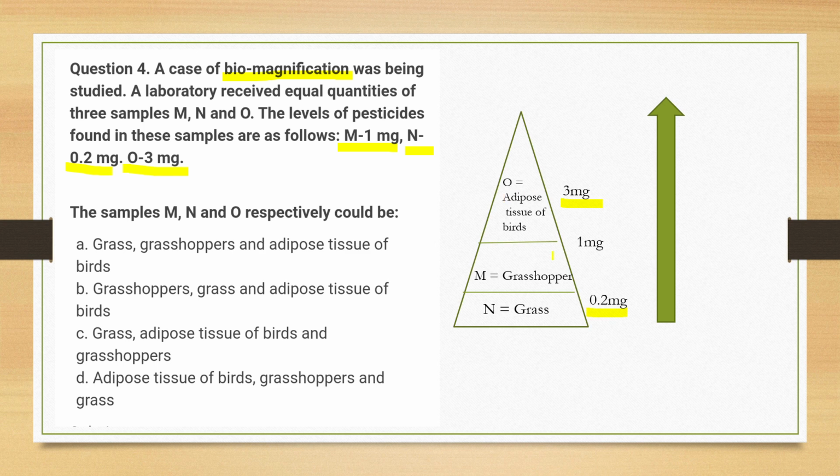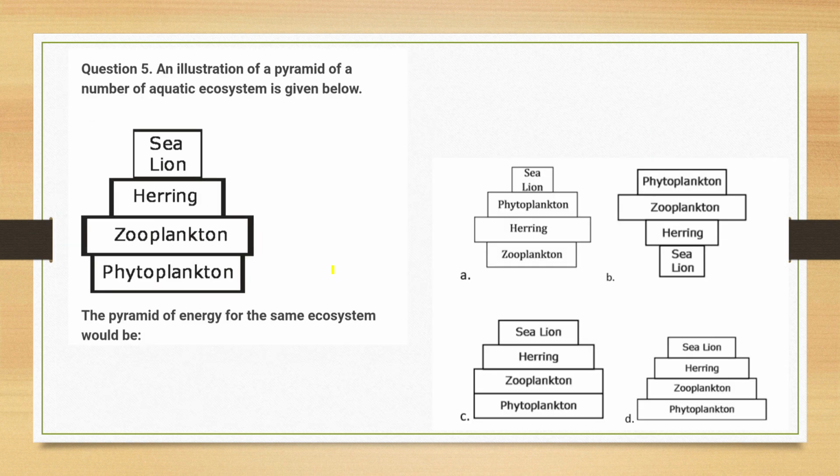So here if you read all the 4 options, you can find that N means the primary producer, that is grass. In option B, N is in the middle, so option B will be the correct answer. Grass, then grasshopper, then the adipose tissue of the birds. Okay, option B will be the correct answer. M, N, then O. Okay, got it? Now coming to the 5th question.